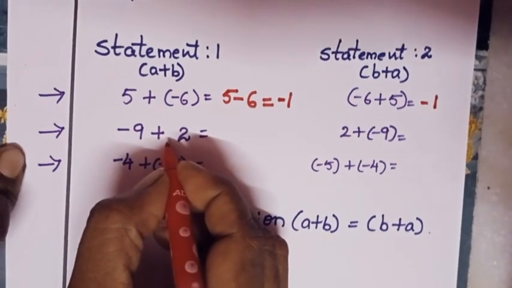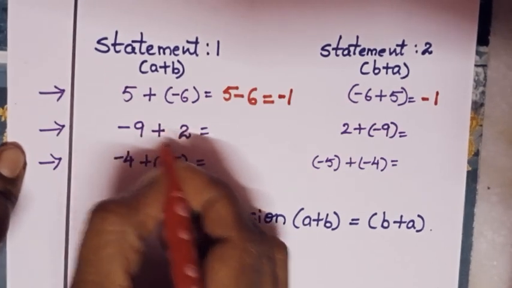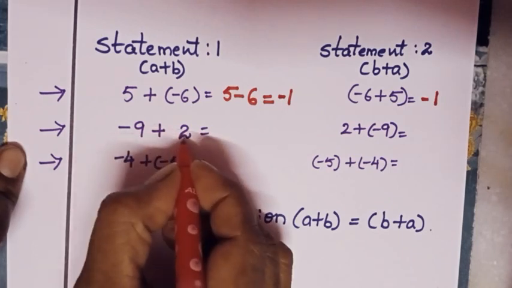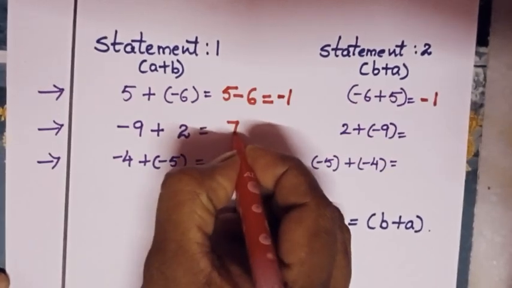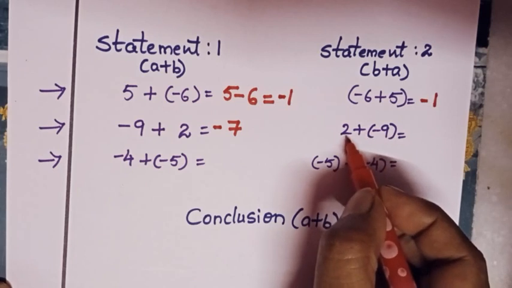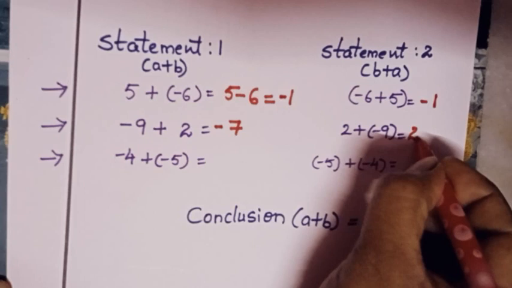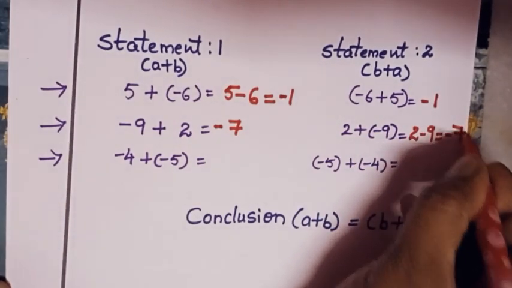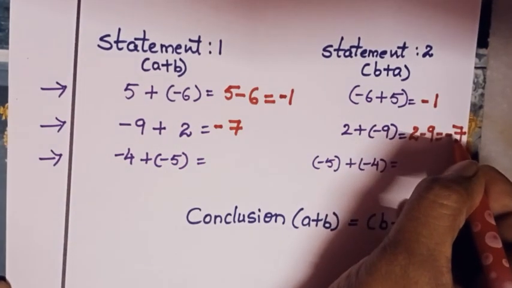Now coming to the next example, children. Here you can see a plus b, minus 9 plus 2. Minus of plus is minus. 9 minus 2, how much? 7. But the bigger number's symbol is minus. Here also same, children. b plus a: 2 plus of minus 9, that is 2 minus 9, which equals minus 7, children. Why? Here the bigger number's symbol is minus.